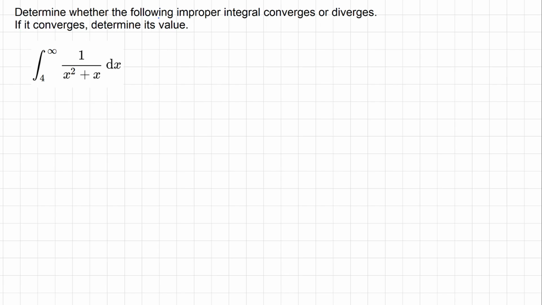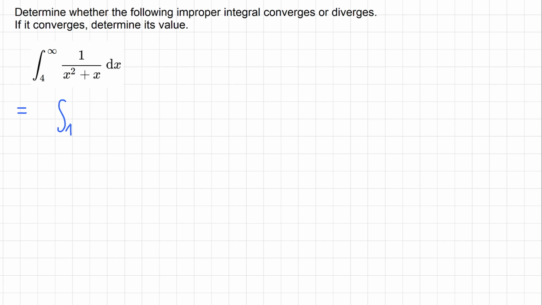Determine whether the following improper integral converges or diverges. If it converges, determine its value. So we have a definite integral from 4 to infinity. Because of this infinity, this is an improper integral. So let's take care of this improper integral in this way.